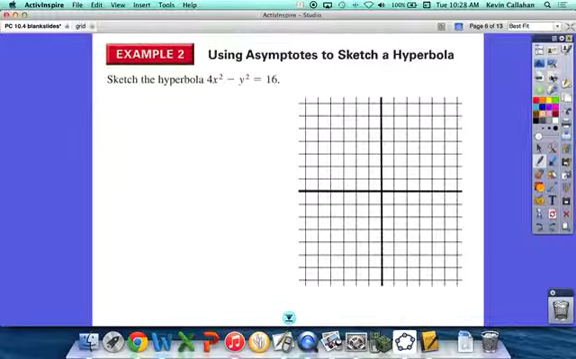So we have to do the same thing we do with ellipses. In order to put it in standard form, we're going to divide by 16, right? So here's this in standard form: x squared over 4 minus y squared over 16 equals 1. Okay, so is this horizontal or vertical? Because the first term is positive, and it's the x term, it's horizontal, right? So this is horizontal.